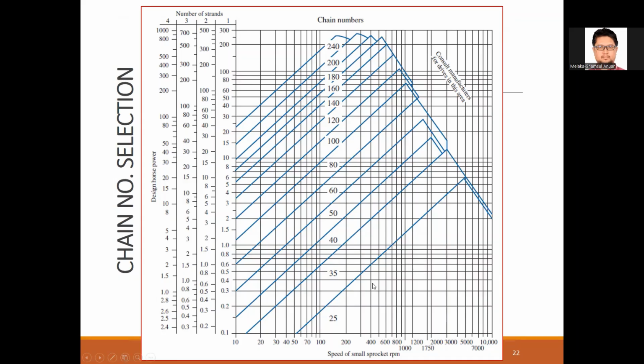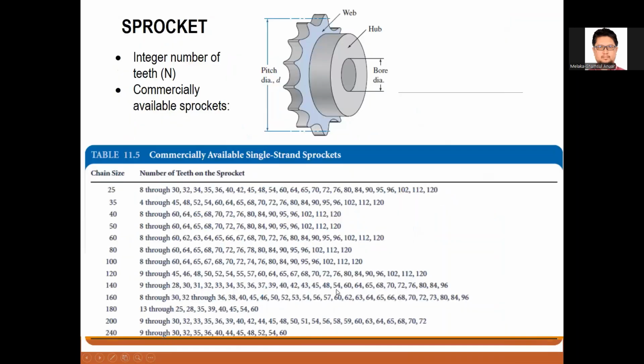All right, so once you have decided what chain size or chain number you want to work with, you have to follow that category. And in this case, from this table, you can find the number of teeth for the sprocket. So you have to choose at least 2 sprockets, one for the input and one for the output. Okay.